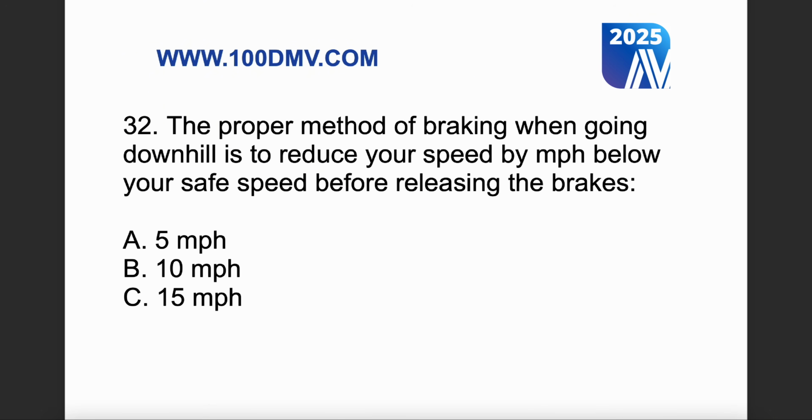32. The proper method of braking when going downhill is to reduce your speed by how many miles per hour below your safe speed before releasing the brakes? A. 5 miles per hour. B. 10 miles per hour. C. 15 miles per hour. Correct answer. A. 5 miles per hour.